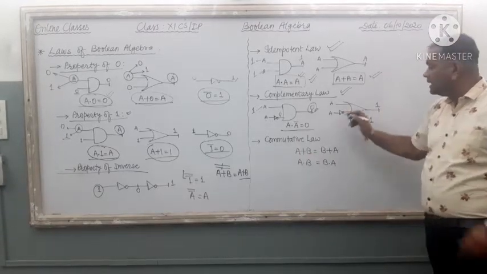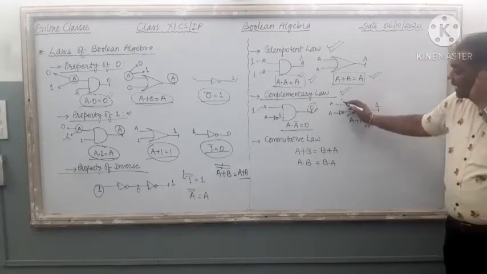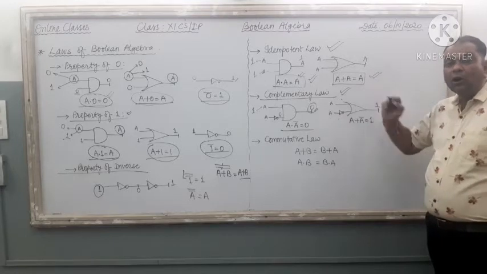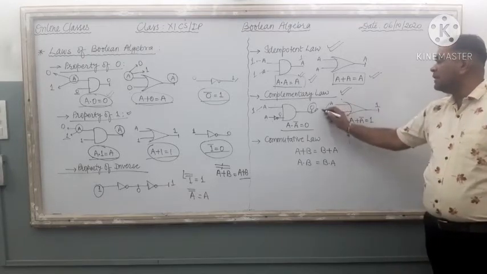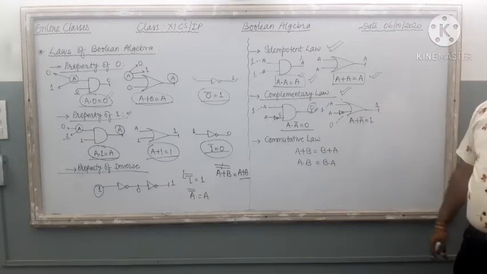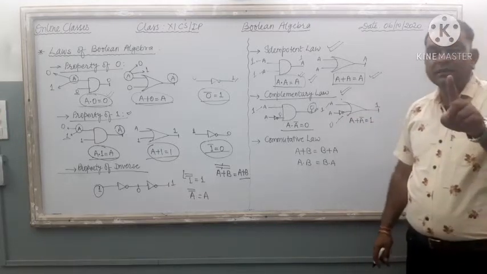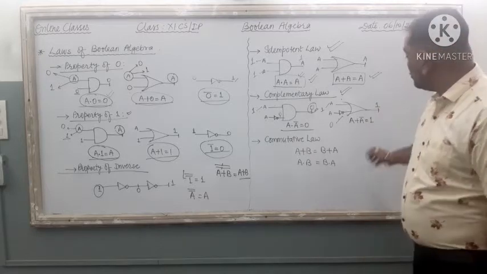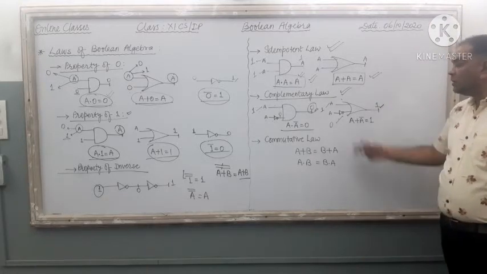Now the same thing in OR gate. A bar within this OR gate. Suppose the value of A is 1. So here the value is 0. 1 plus 0. OR gate, any one input signal is 1, result is 1. So here what is the result? It is 1. Now change the value.